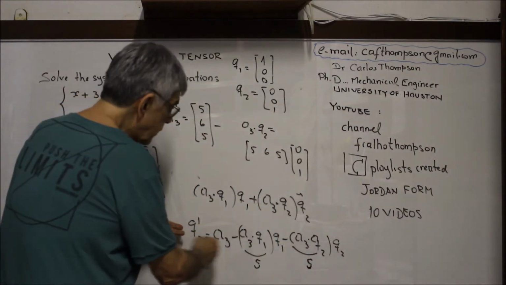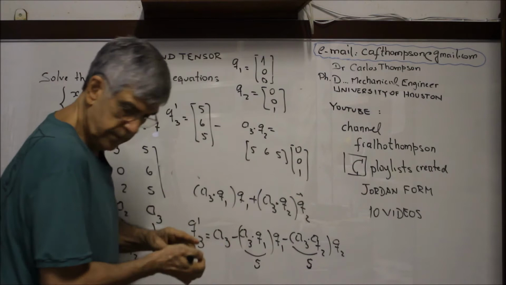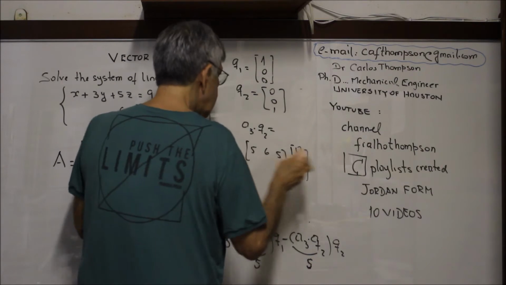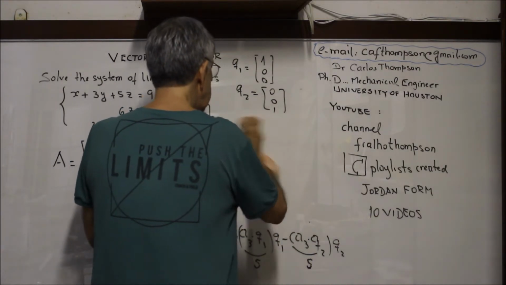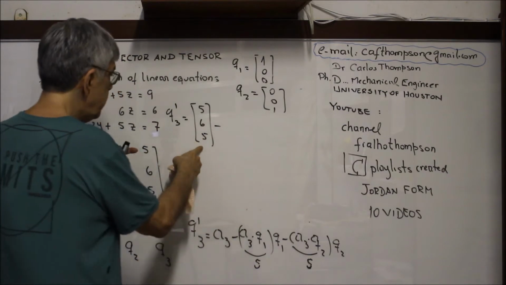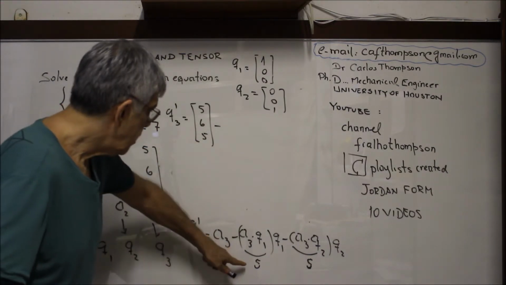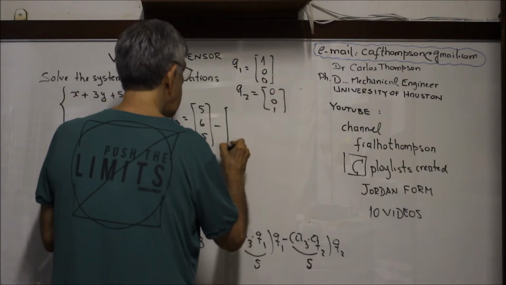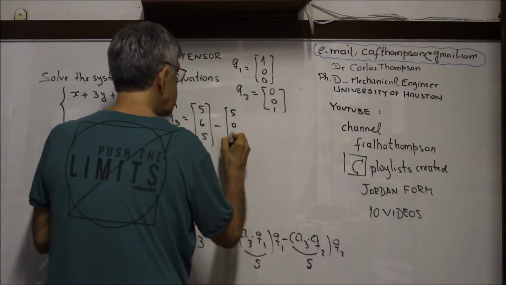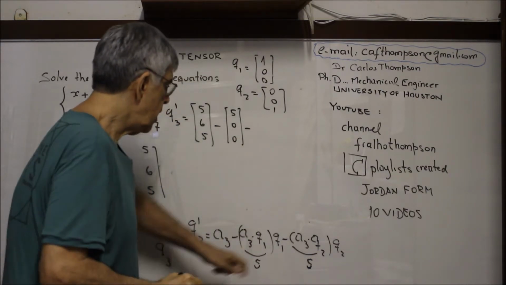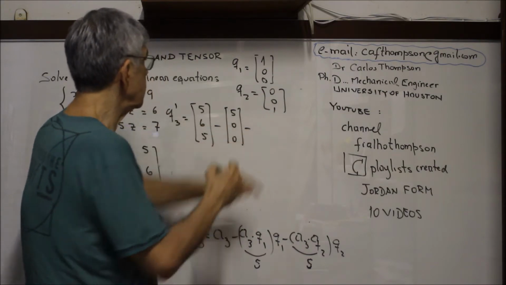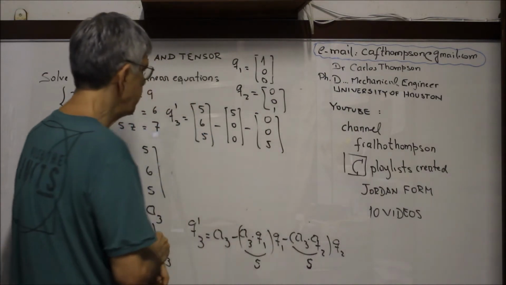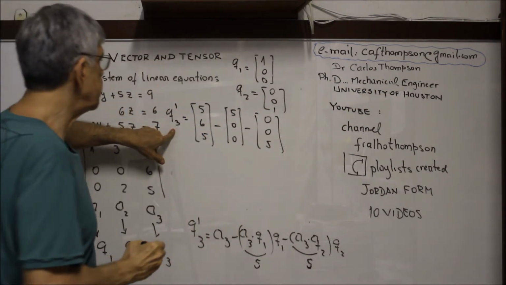Now, I will write down this right here. Right here, I have this. The same thing as I did before. Okay? So, Q3 is equal to 5Q1 minus 5Q1, 5, 0, 0, minus 5Q2, you see, minus 0, 0, 5. Okay? You see, now this gives me Q3.